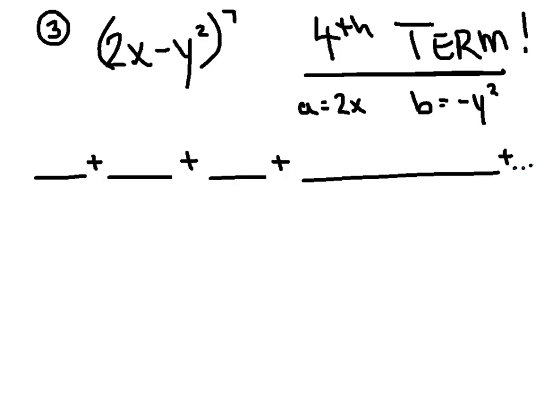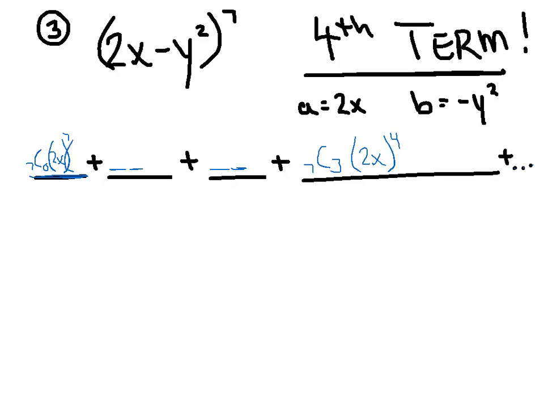Now, think about how you would start this one, and I wish I'd have left myself a little more room for this first term right here. But we would have started off by saying 7C0, and then we could follow the pattern 7C1, 7C2, and then we want 7C3. Okay, back to the first term. We would have said 2x to the 7th power, and then follow the pattern 2x to the 6th, 2x to the 5th, and then we want 2x to the 4th.